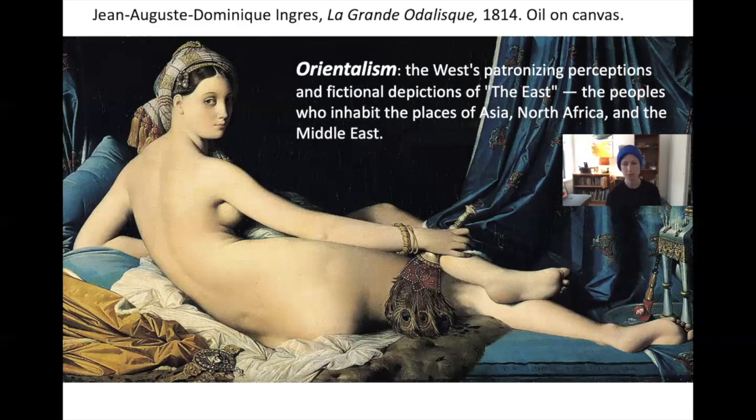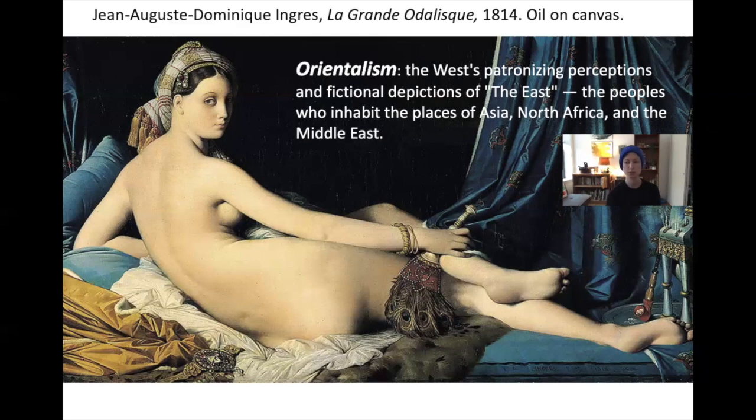In this example, we see Ingres' sinuous odalisque reflects this kind of contemporary fascination with this exotic notion of the harem, although it's a completely purely imagined image of a harem because he had never traveled. We got the peacock fan, the turban, the enormous pearls, the hookah, and of course the title of the painting. They all refer to the French idea of the quote-unquote Orient.